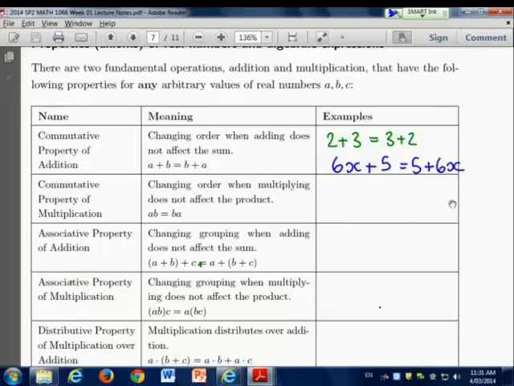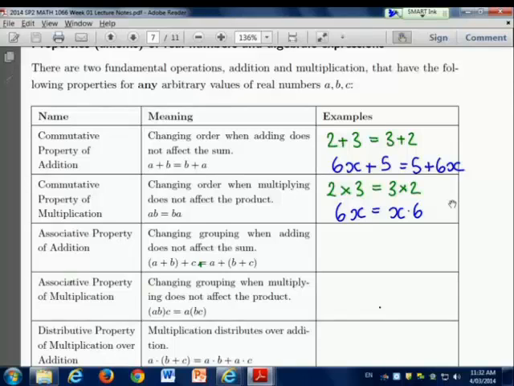Does changing order matter for subtraction? Is 3 minus 2 the same as 2 minus 3? No, changing order matters in subtraction, but in addition, it doesn't matter. Multiplication: changing the order when you multiply doesn't affect what you get. 2 times 3 is equal to 3 times 2, and they're both 6. 6 times x is the same as x times 6, although we don't often write x6, we write 6x, but we'll see that later.